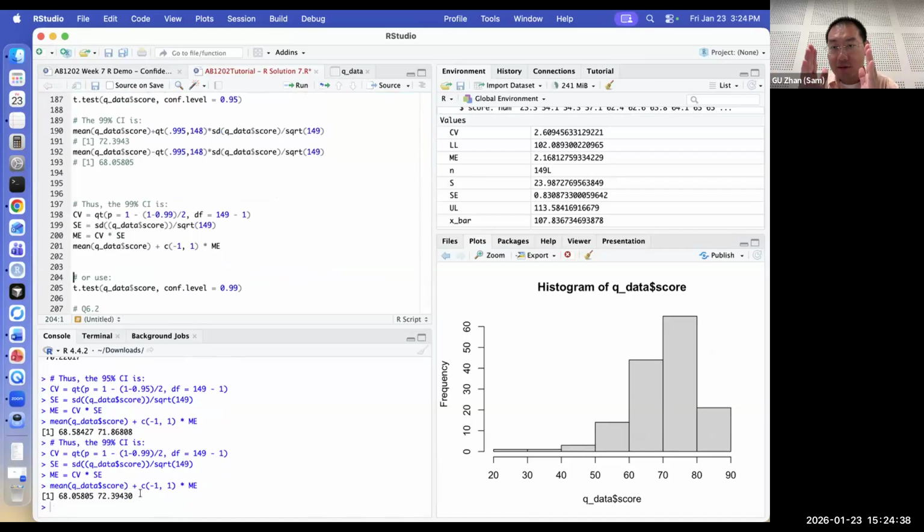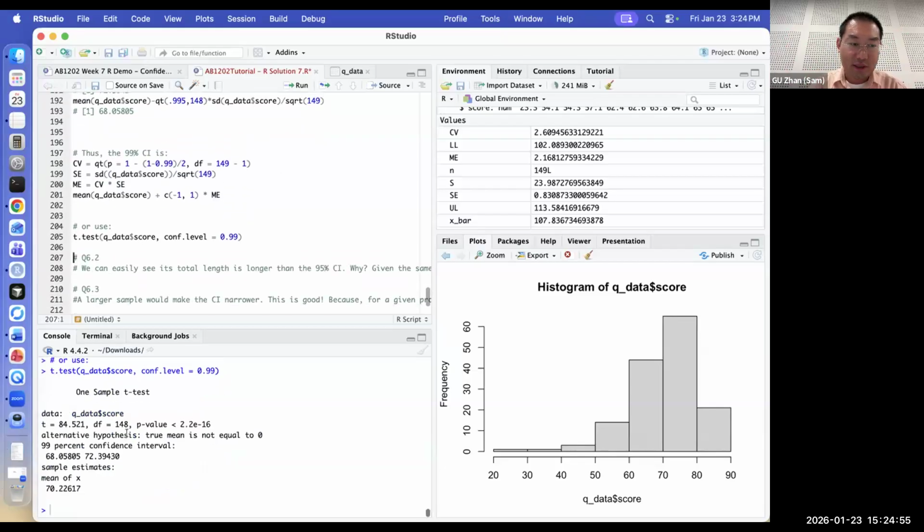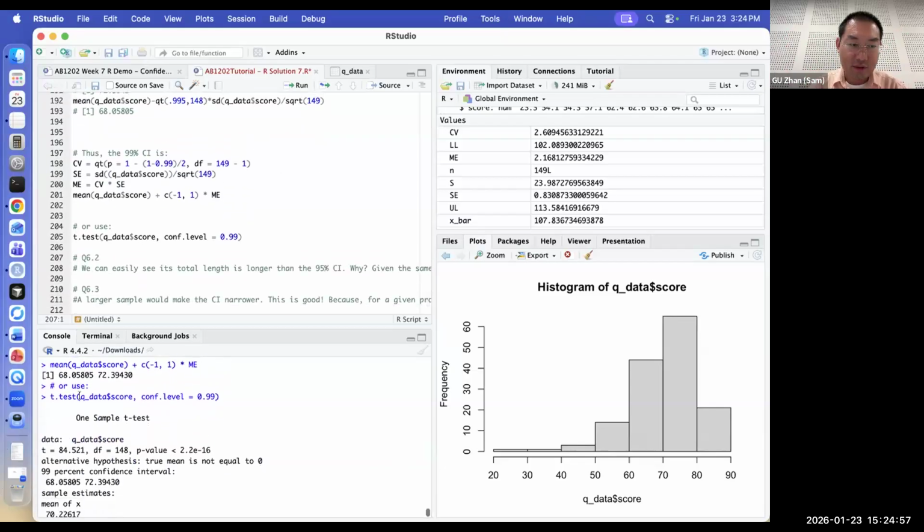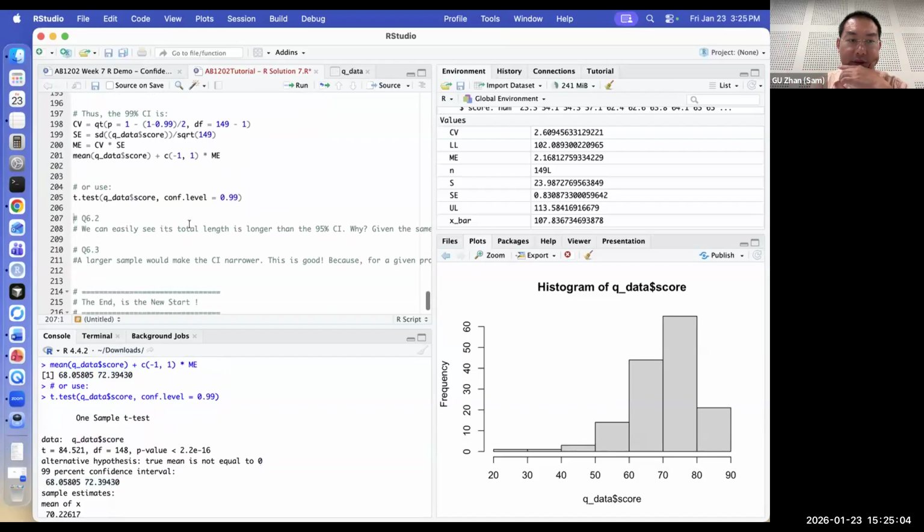If you want to be more confident, you need to extend to two sides of the sampling distribution so that the area under the curve in the middle is larger, from 95 to 99. So inevitably the interval gets larger, wider. You can also use a t-test to give you the same result. You can notice these match, the same as manual calculation.